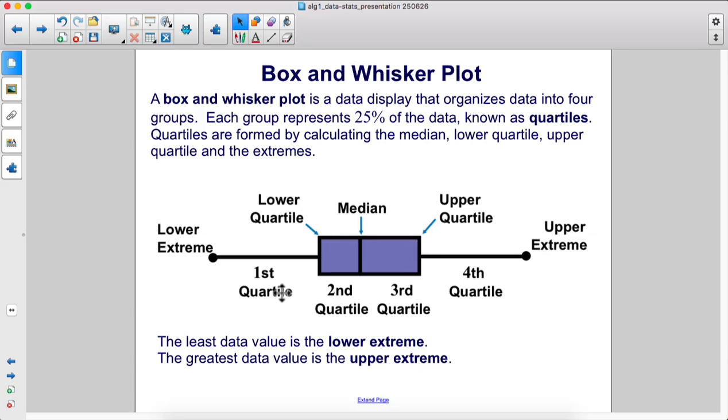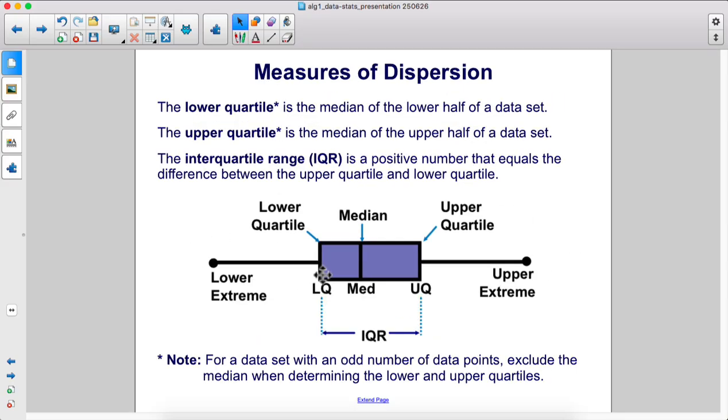The least data value is the lower extreme. The greatest data value is the upper extreme. The lower quartile is the median of the lower half of the dataset. The upper quartile is the median of the upper half of the dataset. The interquartile range, IQR, is a positive number that equals the difference between the upper quartile and the lower quartile.